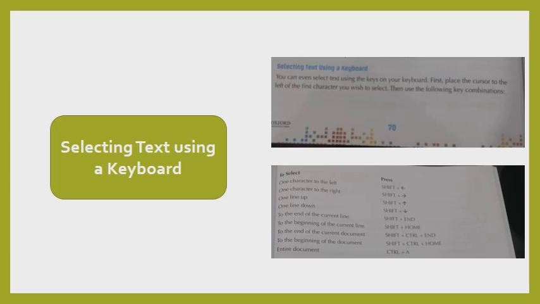Okay. And if you want to select one line up, which means you want to select the line on the upper part of your text, you will use Shift plus up arrow key. Okay. And similarly, if you want to select one line down, you will use Shift plus down arrow key.